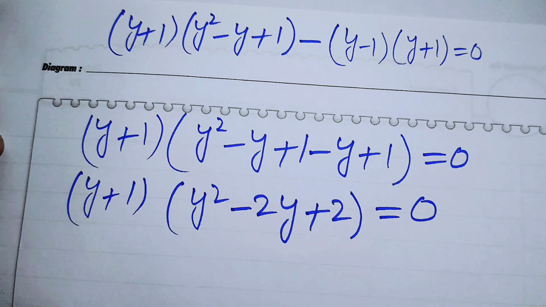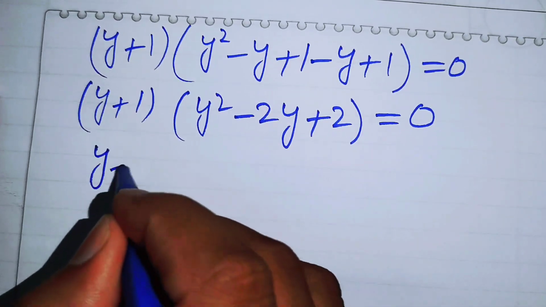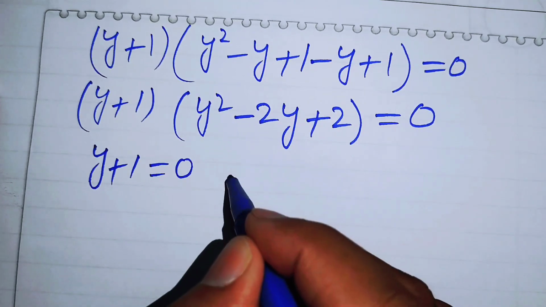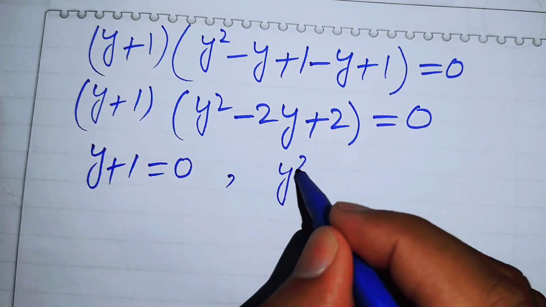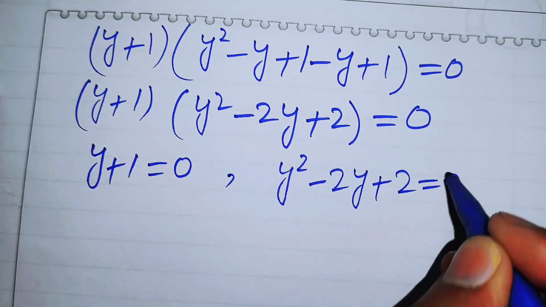So here we have two cases. The first case is we take y plus 1 is equal to 0, and the other case is we take y squared minus 2y plus 2 is equal to 0.